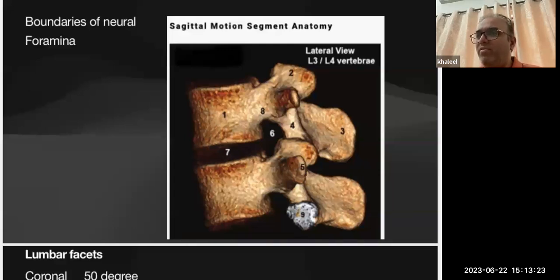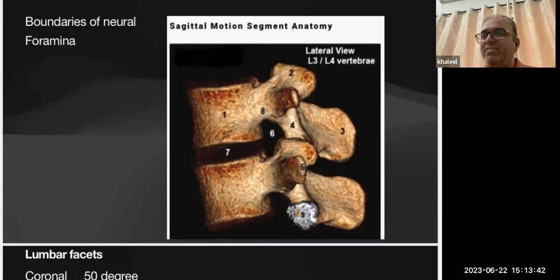If we see a lateral view, then we look at the picture like this. This is the L3 and L4 vertebra. If we see, we can see the foramina. The number 6 is the foramina. Here we can see the boundaries which are making this foramina.